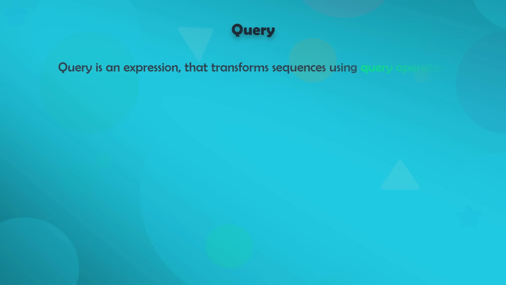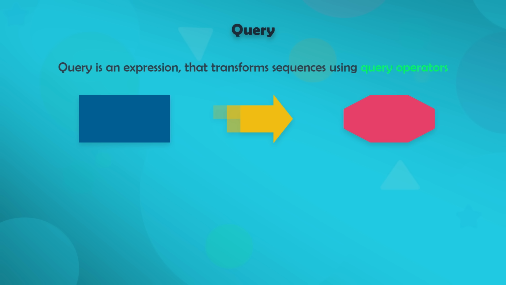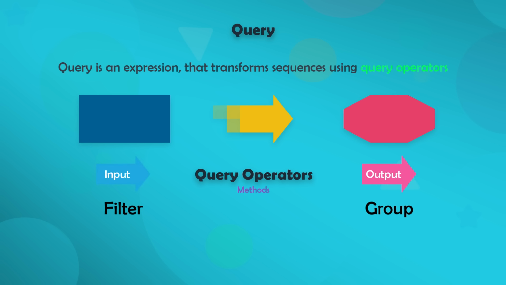The next keyword is query. A query is an expression that transforms sequences using query operators. It means we have a sequence as input and we transform it to another sequence, which could have less data, or modified data, or also the same data. To write a query we use query operators. Query operators are methods, which we can use to do something for the sequence, like filtering the sequence or grouping the data inside the sequence. A method has an input and output. Both input and output are sequences.